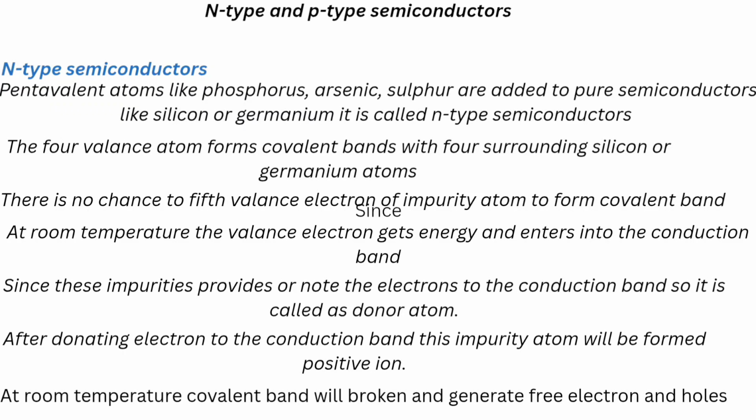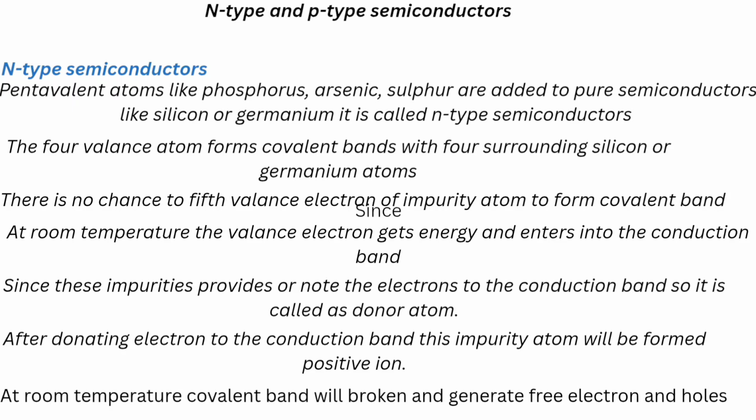So in the n-type semiconductor, silicon has 4 valence electrons. So these 4 will form the covalent bond, and there is no chance for the fifth valence electron of the impurity atom to form a covalent bond. So at room temperature, this free valence electron gets some energy, and that free electron will enter into the conduction band. So this impurity provides or donates the electron to the conduction band.